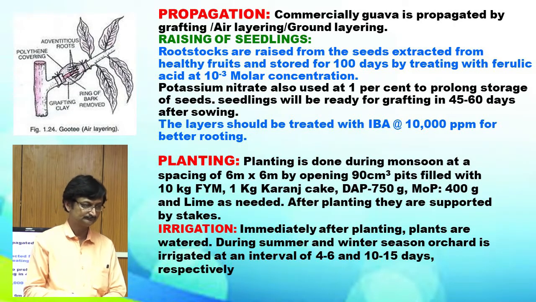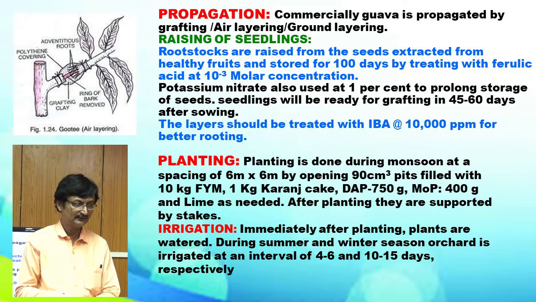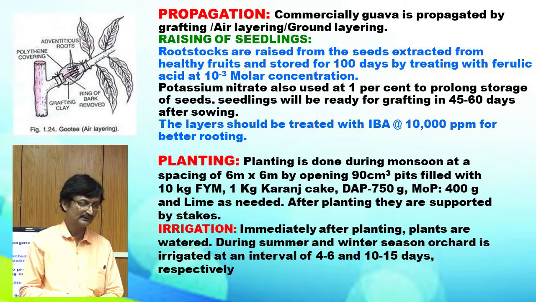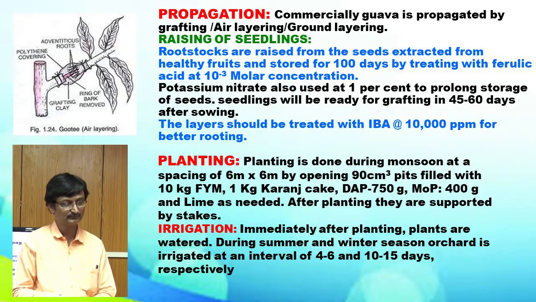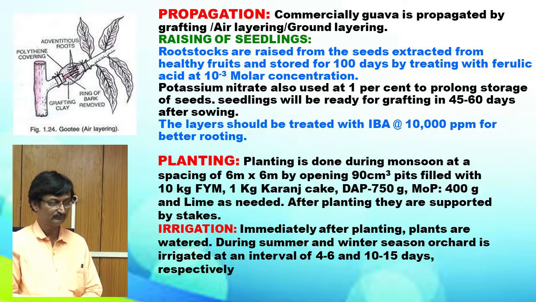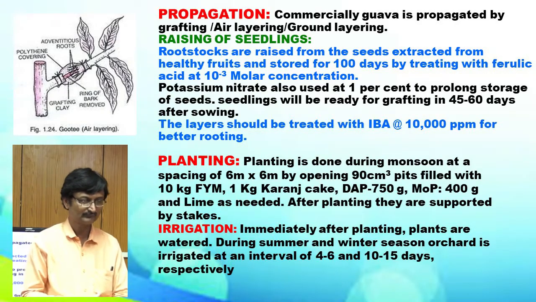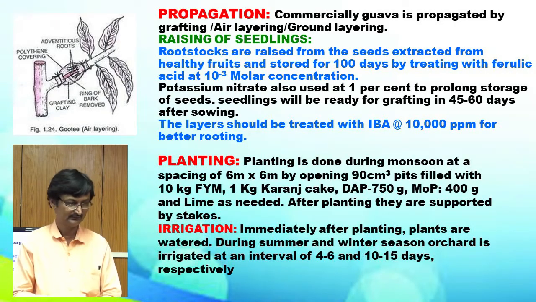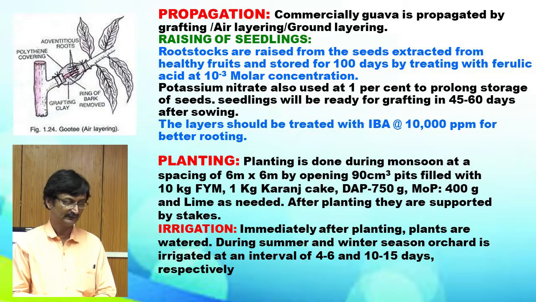Now irrigation. Immediately after planting, plants are watered. During summer and winter season, the orchard is irrigated at an interval of 4 to 6 and 10 to 15 days. These are some basic points. And here we can see the method of air layering, gutti or marcotage.